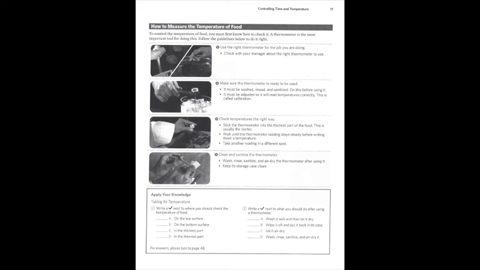Check temperatures the right way. Stick the thermometer into the thickest part of the food. This is usually at the center. Wait until the thermometer reading stays steady before writing down the temperature. Take another reading in a different spot. Clean and sanitize the thermometer. Wash, rinse, sanitize, and air dry the thermometer after using it. Keep its storage case clean.